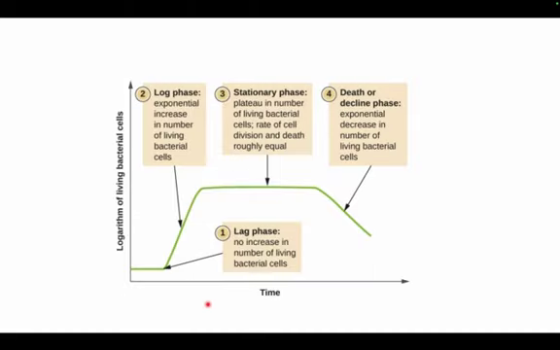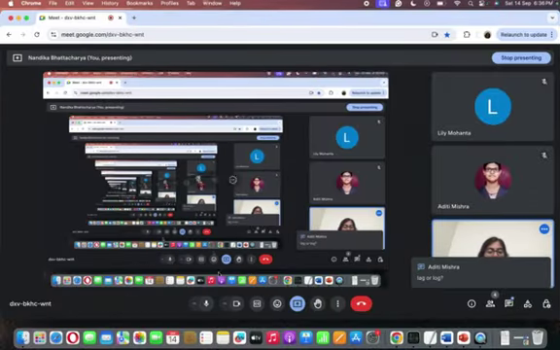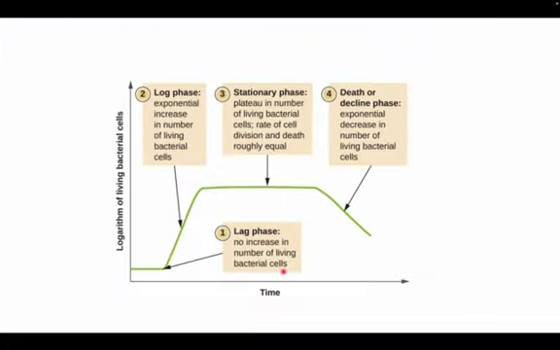So when we grow bacteria in culture, the number of cells will follow a graph that looks something like this. First, we have something called the lag phase. This is when the bacteria are acclimating to the medium and preparing for division. This first portion is called the lag phase because in this phase there's no increase in the number of living bacterial cells.